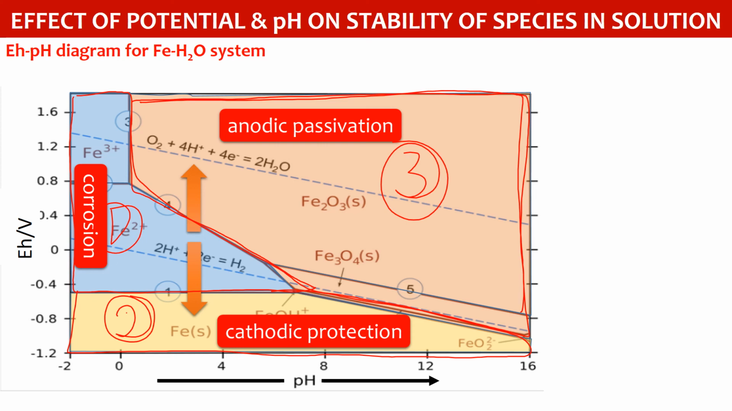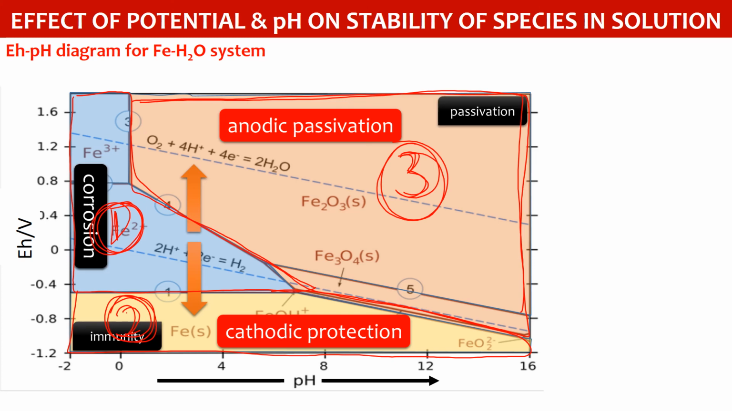So region one is the region whereby there is going to be corrosion. Region number two is no corrosion, but cathodic protection of your iron. And in region number three, there is anodic passivation, and therefore no corrosion of your iron. So we can call these regions again: region number one, corrosion; region number two, immunity; and region number three, the passivation region.